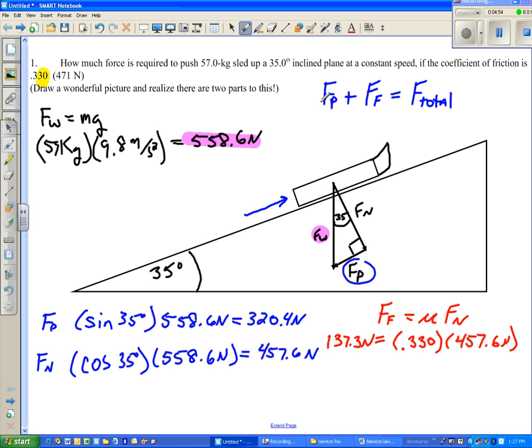And so now my parallel force, might as well get nifty and change colors one more time for you. Parallel is 320.4 newtons, plus the frictional, which turns out to be 137.3 newtons. And that will give us our grand total, which is shown in the answer, of 471 with sig figs. Hope you enjoyed.